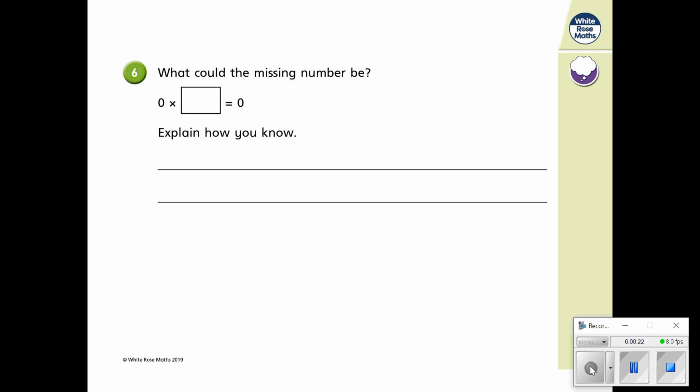Okay, so question 6, what could the missing number be? So 0 times something equals 0. Well, if you remember back to the video you've watched, 0 multiplied by any number whatsoever is equal to 0. So in this box here, I can write any number I like. For example, I could put in a 12 in that box, and 0 times 12 is 0. I could put a 49 in that box. 0 times 49 is 0. I could put in 1,438 in that box, and my answer would still be 0. So anything multiplied by 0 is 0.